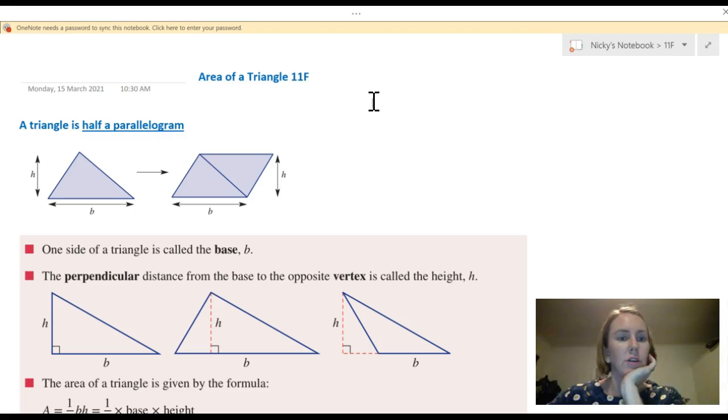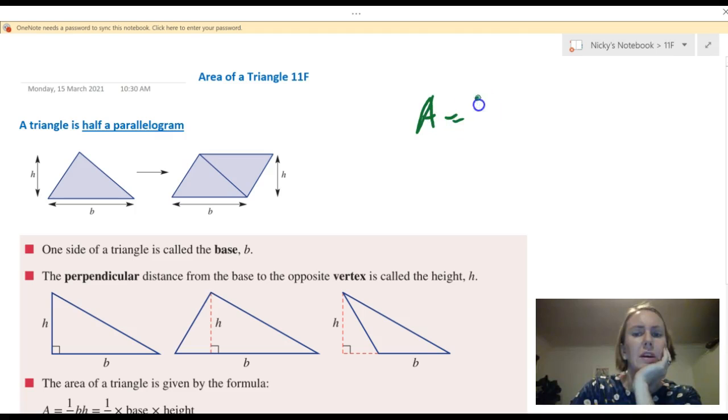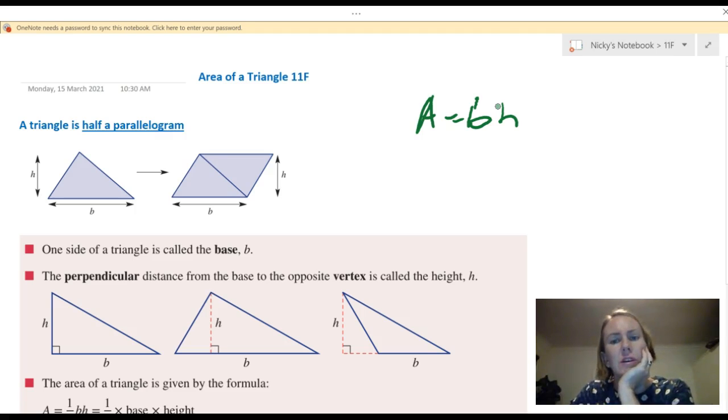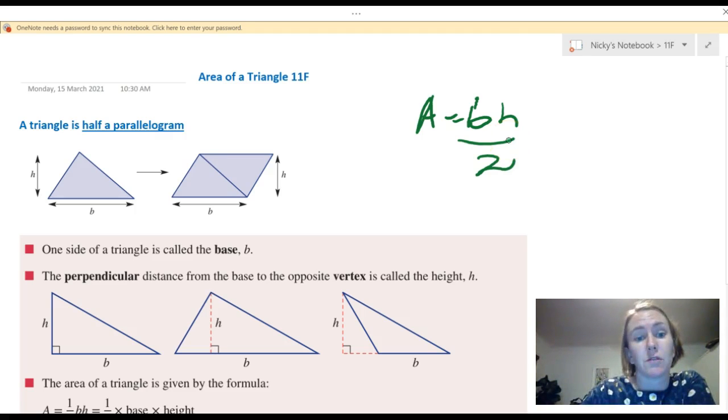So a triangle is half a parallelogram. We did parallelograms in 11E, and a triangle is half that size. The area of a parallelogram, just to recap, is base times height. And so it makes sense that if a triangle is half that size, we halve that formula. Okay, so that is the formula to find the area of a triangle.